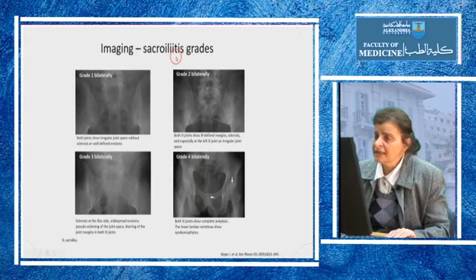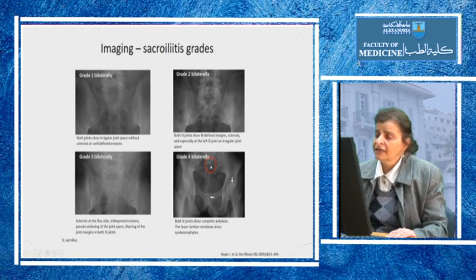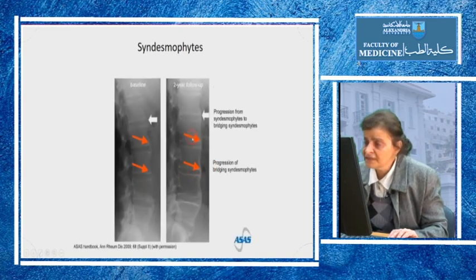This is the imaging that I spoke about early on in the lecture. You will be taught this. It's got various grades. Grade 1, very mild, 2, 3, and 4 is the very severe radiographic imaging that we see in the conventional images. Syndesmophytes. What are the syndesmophytes?